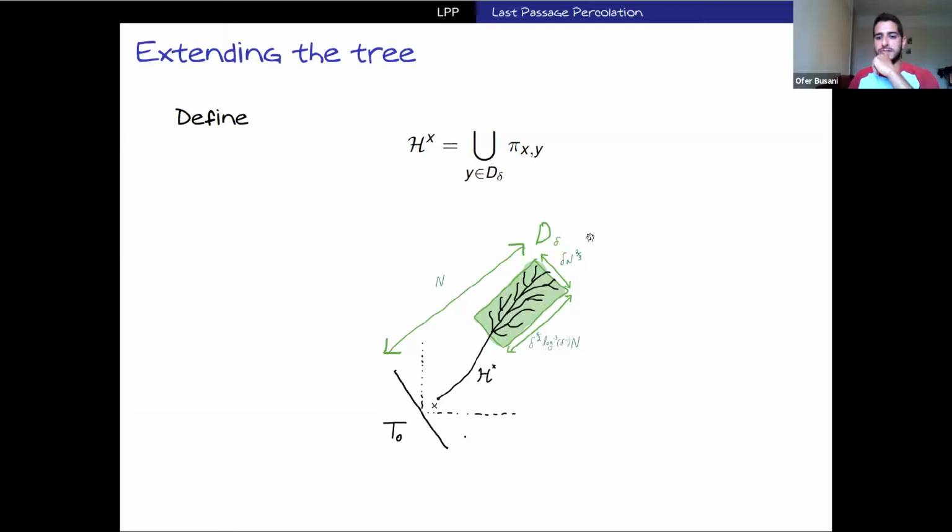Any questions? Okay, so the next part of the talk is work with Patrik Ferrari, where we extended these results. So now fix a point X somewhere around the origin, and consider the tree that consists of all the geodesics starting from X and terminating somewhere in D delta. We call this HX, okay?